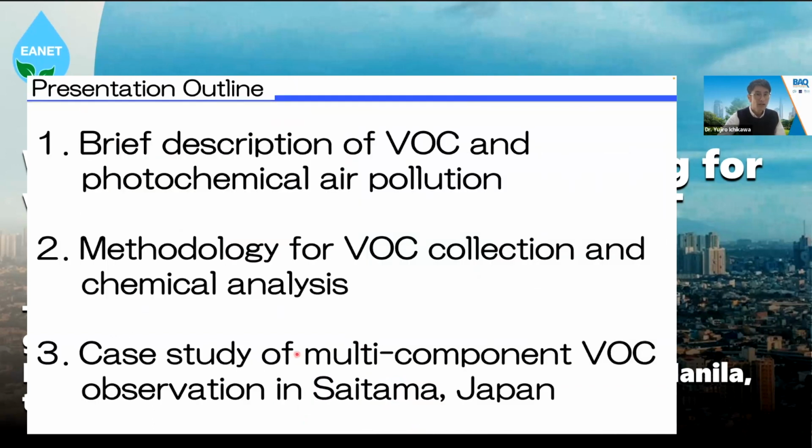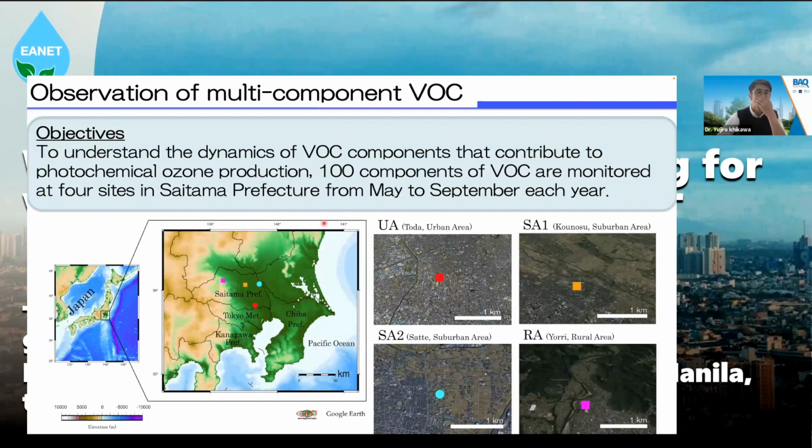And finally, last but not least, a case study of multi-component VOC observation in Saitama, Japan. Our lab is conducting an observation study of multi-component VOC, and the objective of this observation is to understand the dynamics of VOC components that contribute to photochemical ozone production. And 100 components of VOC are monitored at 4 sites in Saitama Prefecture from May to September each year.